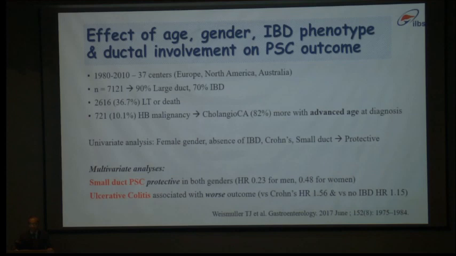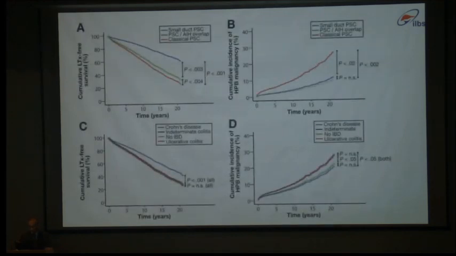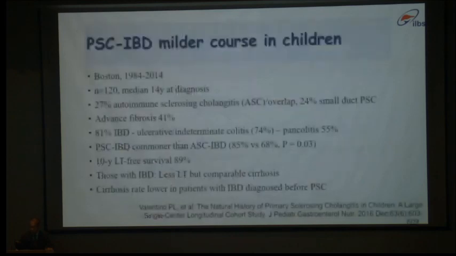Before this study, there were other studies in adults with conflicting data, whether IBD is protective or whether IBD is associated with an unfavorable outcome. But this is the largest data. Ulcerative colitis is associated with the worst outcome in comparison to either Crohn's disease or no IBD. These are the curves where we can see that small duct PSC is associated with a better outcome in comparison to classical PSC, and ulcerative colitis is associated with the worse outcome in comparison to Crohn's or no IBD, in terms of survival as well as development of cholangiocarcinoma.